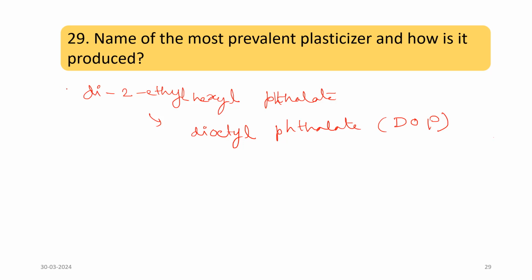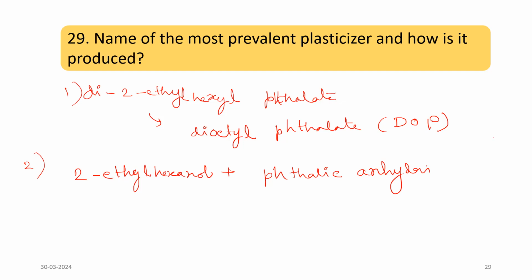This is the first question. The second question's answer is: 2-ethyl hexanol reacts with phthalic anhydride and produces DOP. So these two reactions produce DOP.